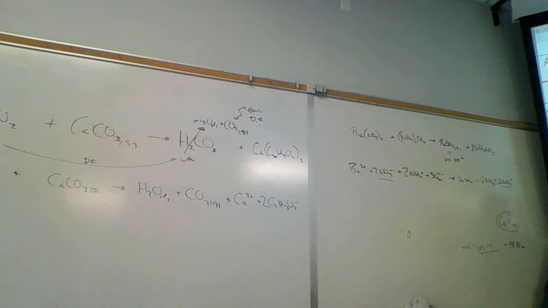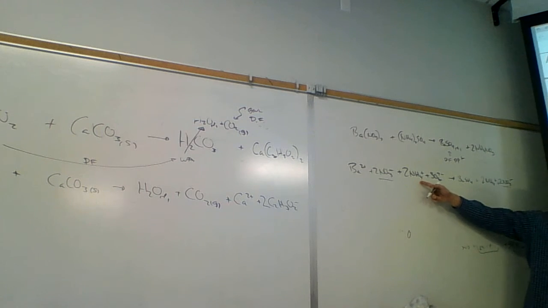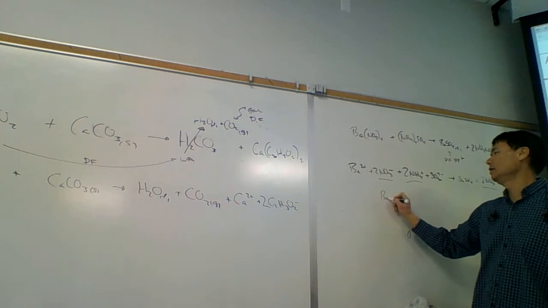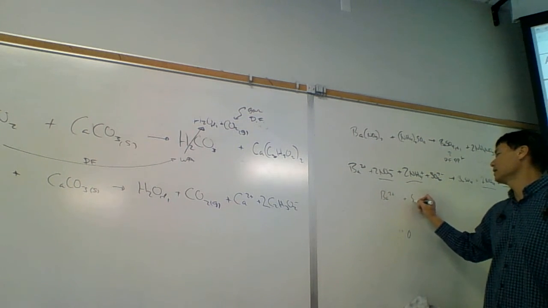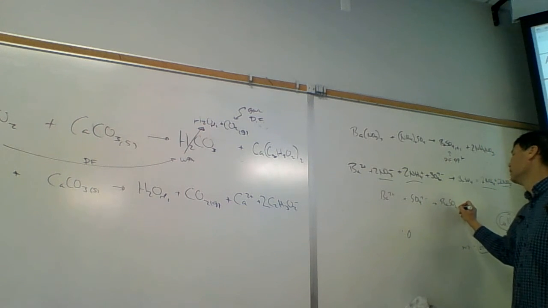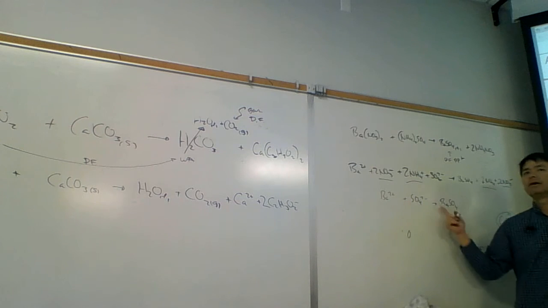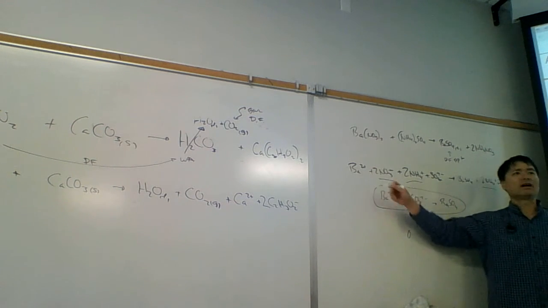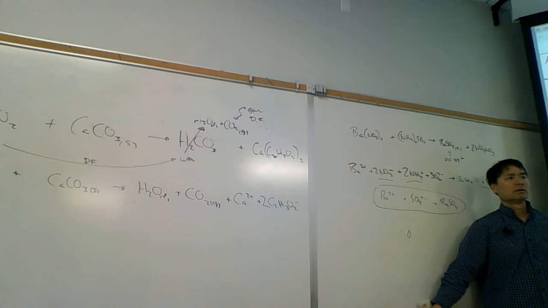Ammonium, how about ammonium? Same thing, ammonium is a spectator. And so the net ionic is just going to be barium ions and sulfate ions to form barium sulfate. This is why we call this metathesis. Metathesis is barium ions react with the sulfate ions. Metathesis are favorable ion combinations.